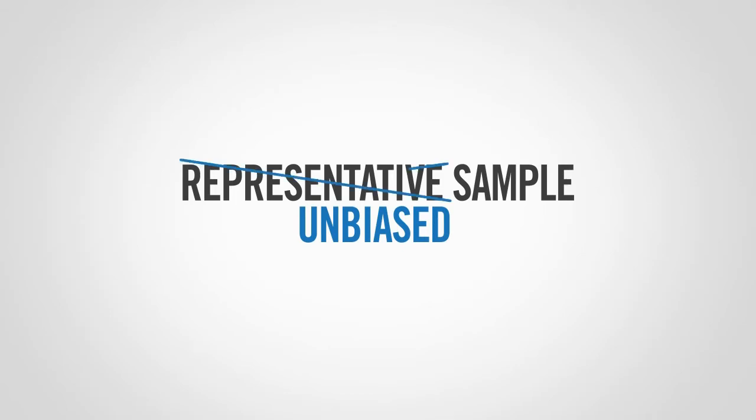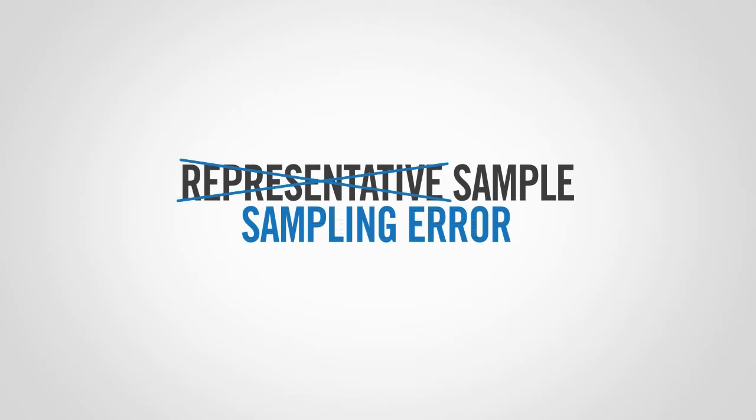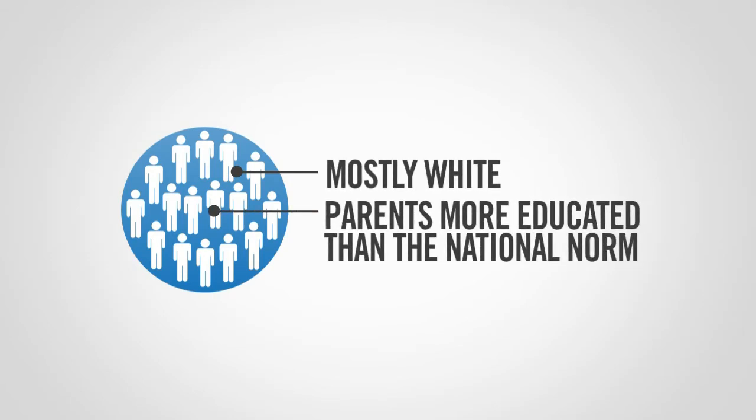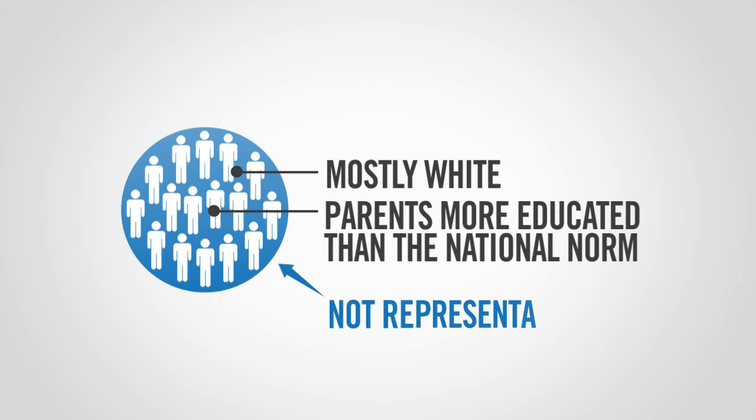When a sample is not representative, then a sampling error has occurred. For example, if our Head Start sample was mostly white and their parents were more educated than the national norm, then we cannot conclude that our sample is representative. Therefore, any conclusions made from the study cannot be generalized to the intended population.